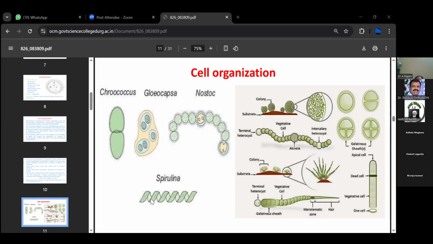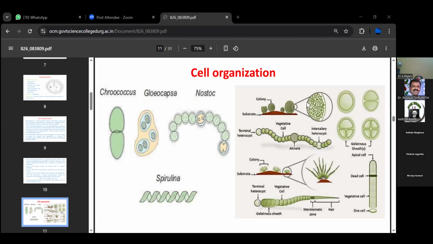Next one, Spirulina. Very important, high protein capsules. Many people take supplements of Spirulina. Why? High protein content is there. Very rich in protein. That is Spirulina. And you can observe here in the cyanobacteria, in between, a large cell is there. This is very important, akinetes are present. This is the terminal heterocyst. This one is a colony on the substratum. You can see this is the colony. These are the Nostoc colony.